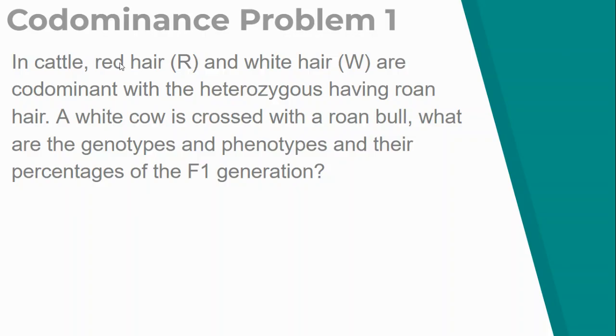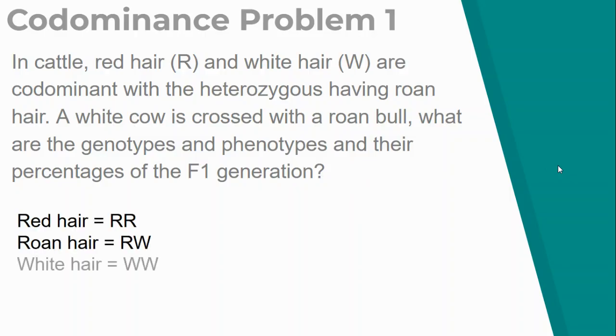So I told you to use R for red hair, so red hair is going to be represented with RR. White hair will have two W's, WW, and heterozygous would be RW, and that would have roan.